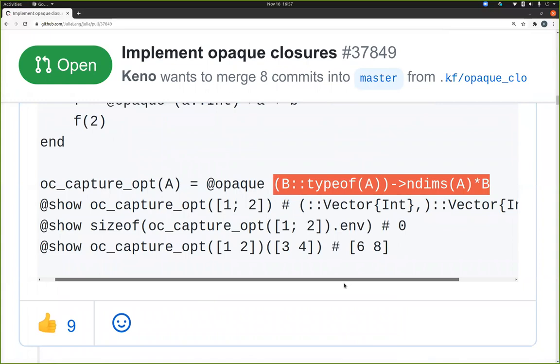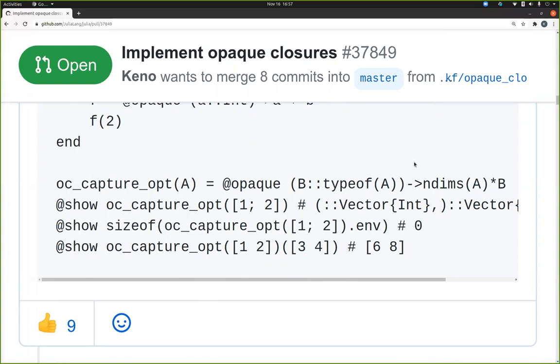Can I draw on this? Looks like Zoom has a feature. Can people see the arrow I just drew? Yeah. Okay, so this is the Zoom feature for annotating. So this is just a regular closure. This says I have some function that returns a closure, and it asks that B be of type A, and then it returns the evaluation of n dims, the number of dimensions of B, times some other thing that I put in, maybe a vector or a matrix B.